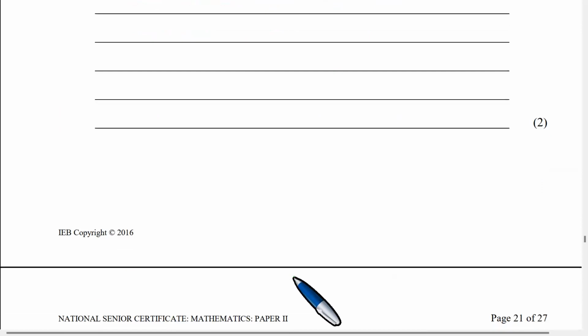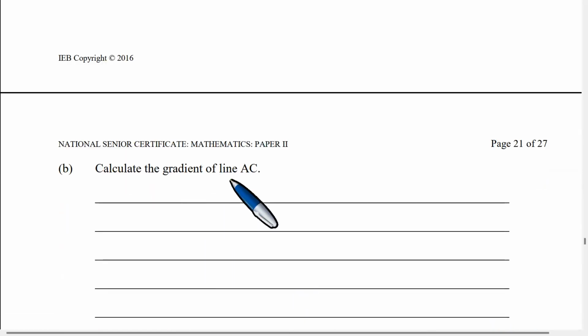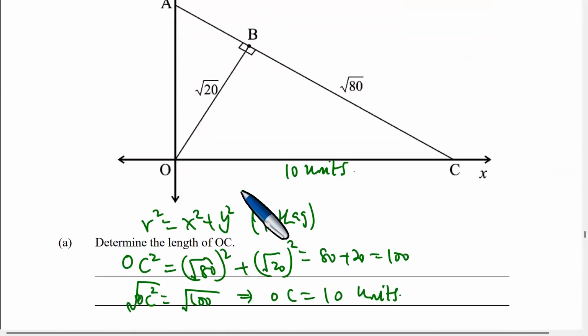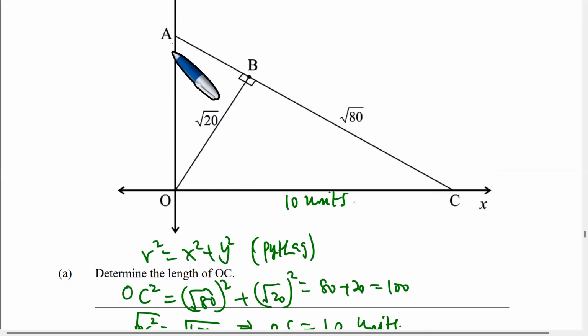Right, there's another question that says, calculate the gradient of the line AC. AC, what is the gradient of that line there? Right, to find the gradient of the line AC, you can use the tangent of BCO. The tangent of BCO.